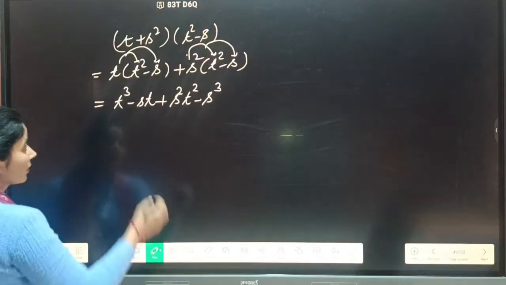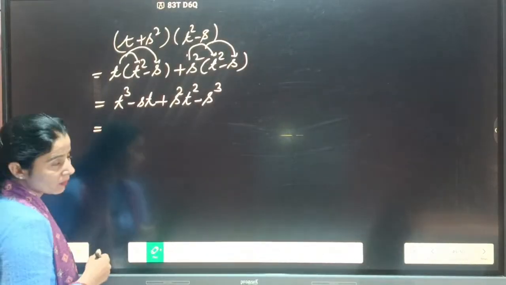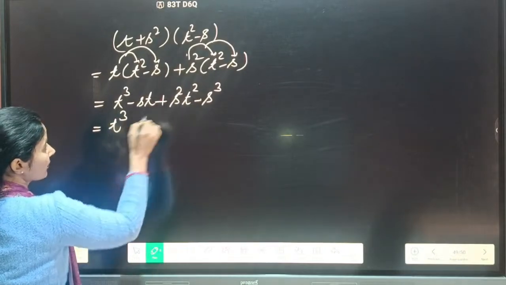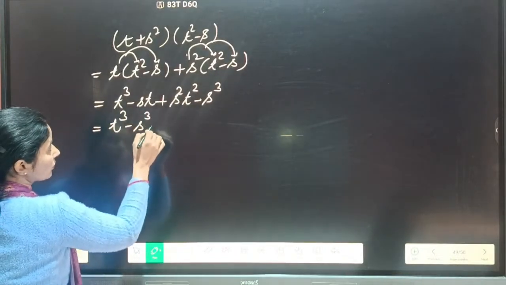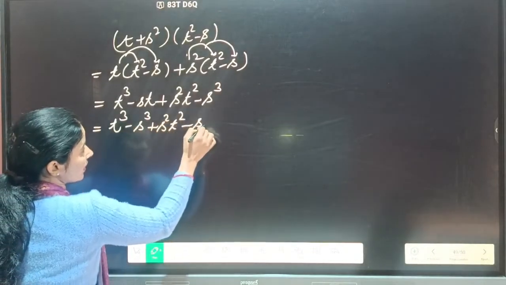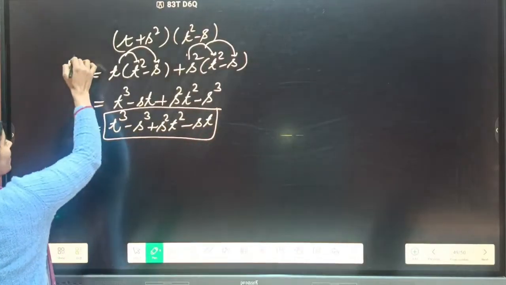Next is we have to simplify. These all terms are different terms, so it is in simplified form. So we can write t³ − s³ + s²t² − st. This will be its standard form. So third part is completed.